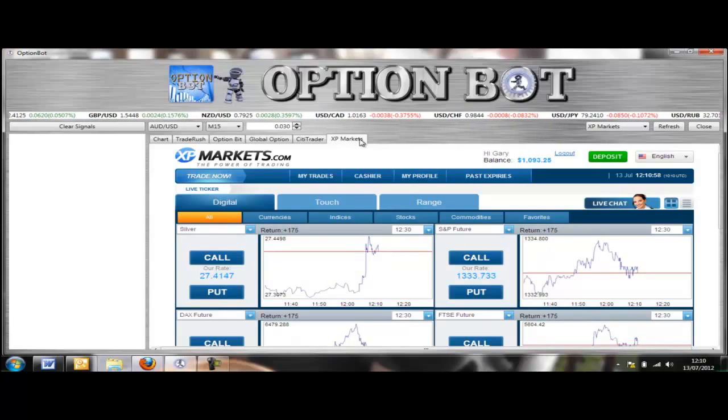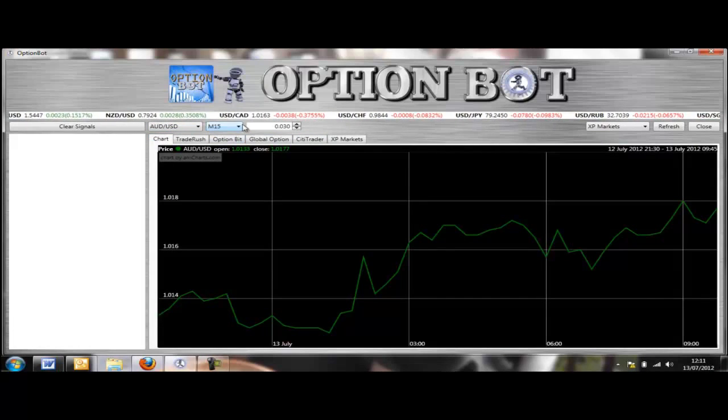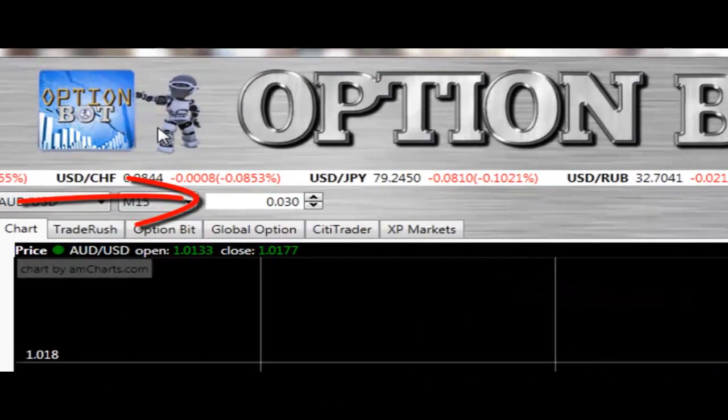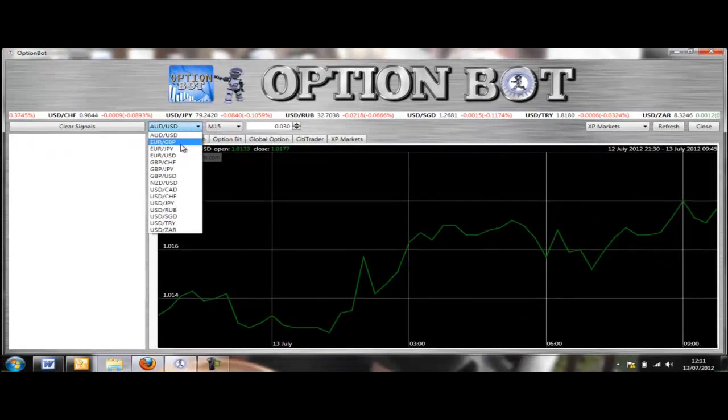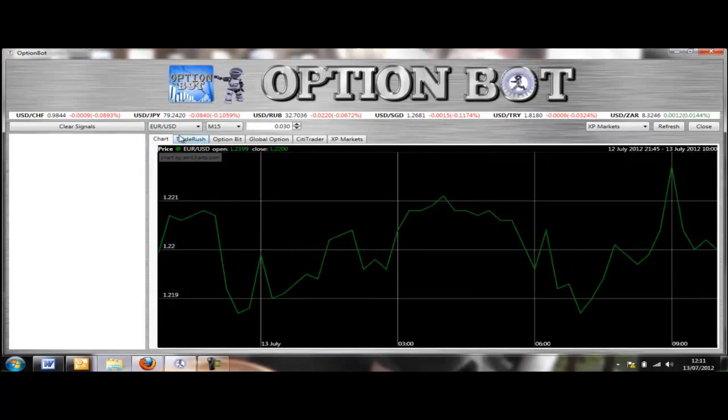So while I've been talking, the software has started analyzing data over the last 15 minutes, and it's looking for peaks and troughs, like you can see on the chart screen. Here you can set the parameter for the software to work to, and 0.030 is the equivalent to 300 pips. 300 pips is quite a large jump in currency terms. However, you can adjust this to suit your own needs. So as I select each currency pair, you can see the chart changing.